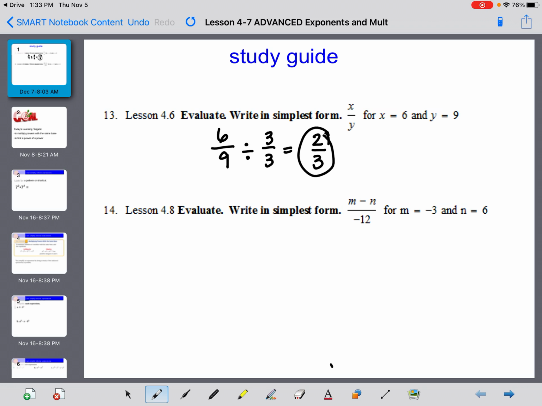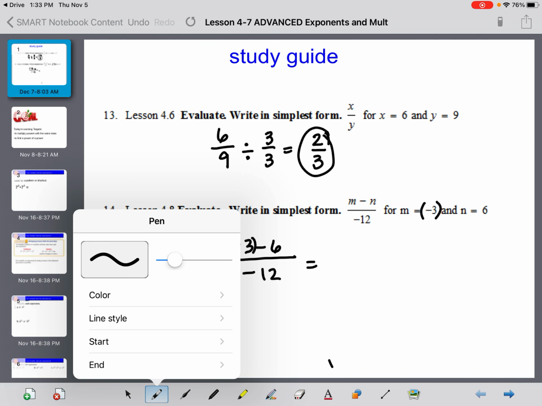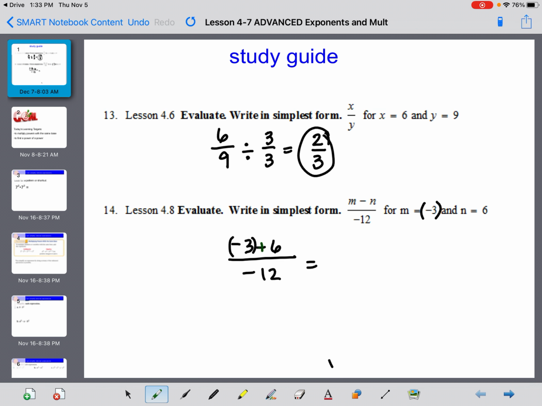The next question also asks me to evaluate. I need to substitute -3 in for m and 6 in for n. I keep in mind that anytime you substitute a negative number into an expression, I always put parentheses around it. So -3 minus (6) all over -12. -3 minus 6 is the same as adding the opposite. So -3 minus -6 is -9 all over -12.